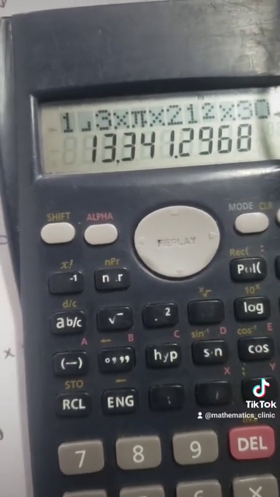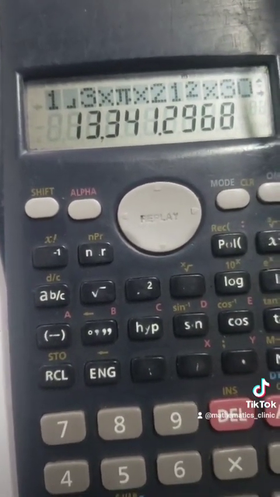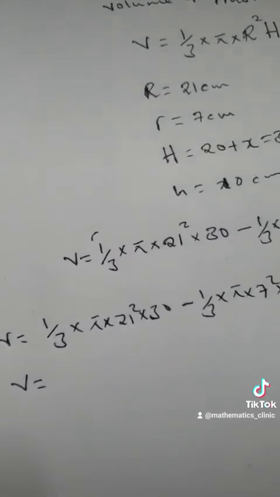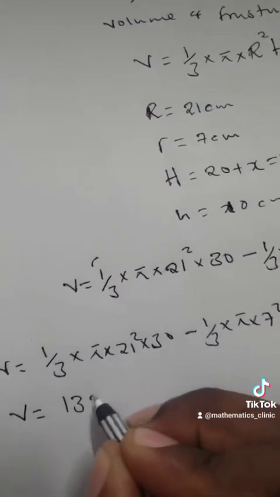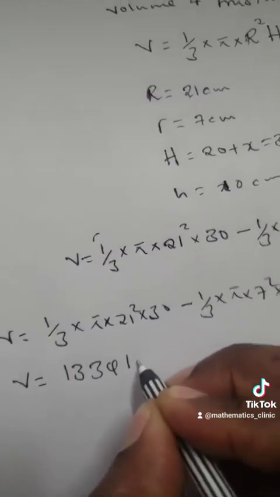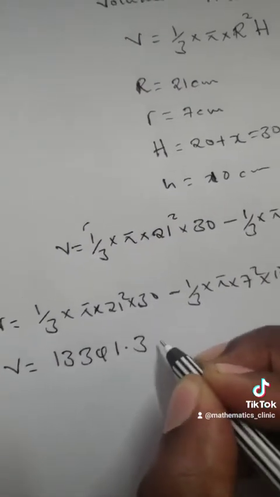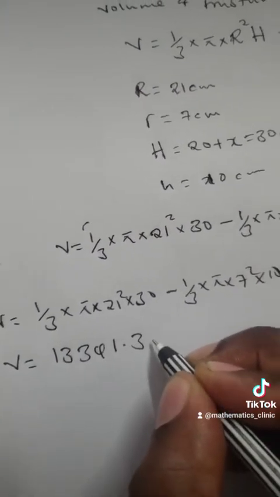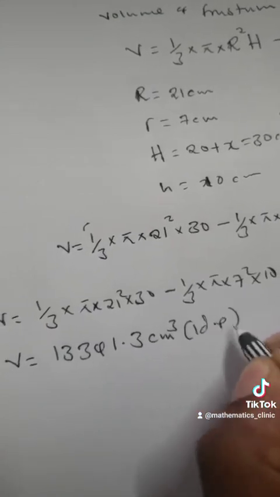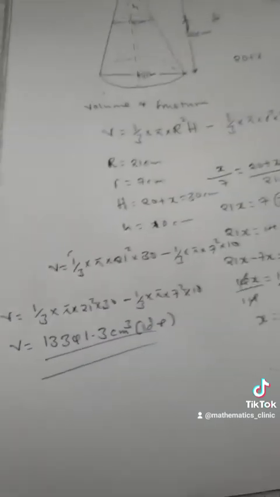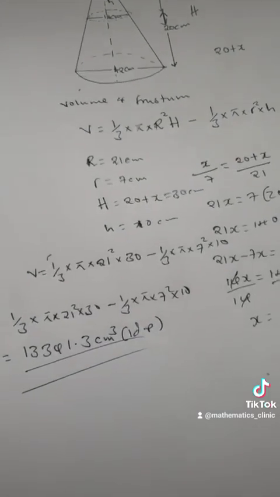Leaving our answer in 1 dp, we have 13,341.3. So our answer will be 13,341.3 cubic centimeter in 1 decimal place. This is our answer. That's how you solve such a question. Let's check out the next video.